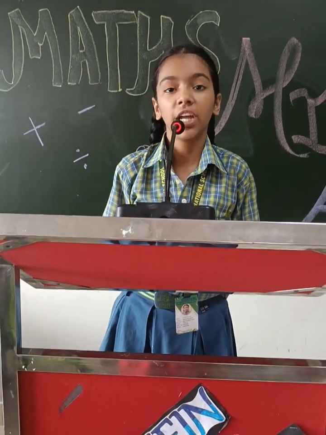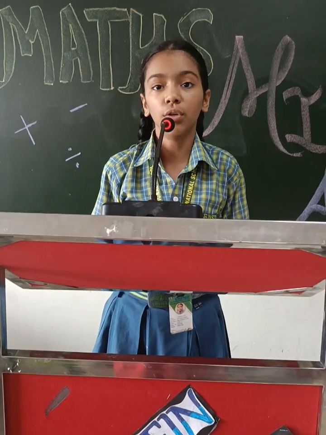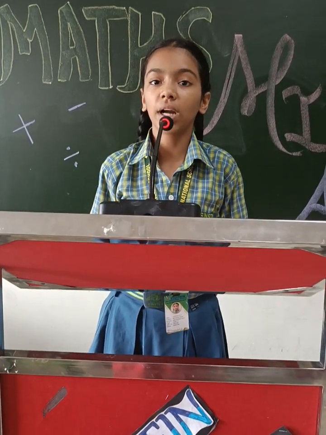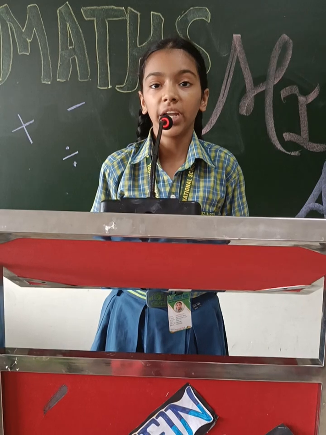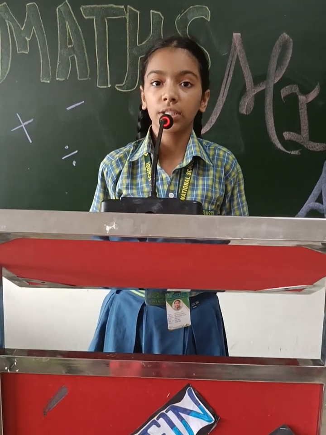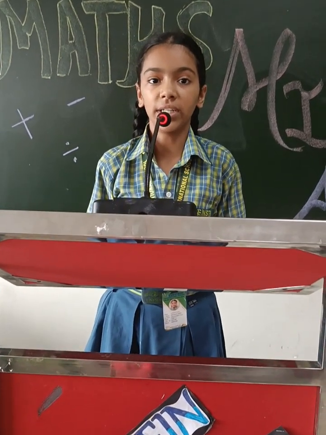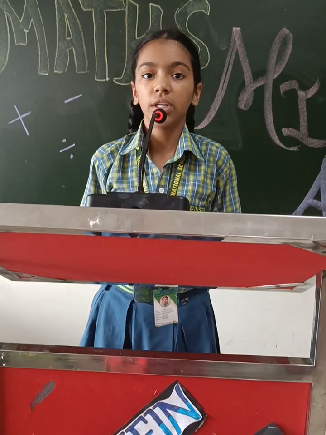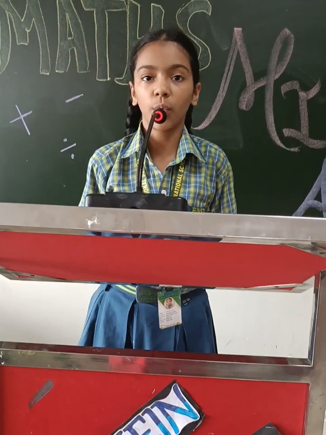Firstly, fraction. It is a part of a whole and there are two parts of a fraction. Numerator: it will tell you about the quantity of a thing. Denominator: it will tell you the total parts of the quantity.